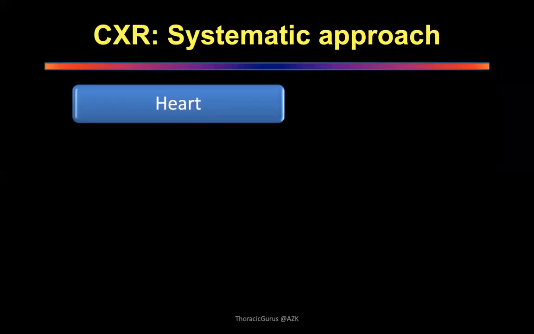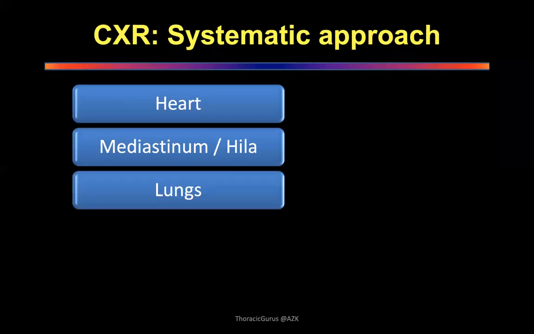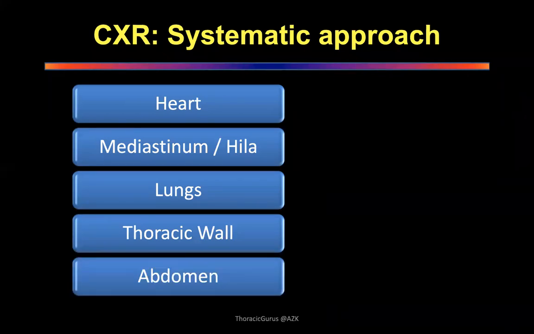So how do you analyze a chest X-ray? The chest X-ray should have a systematic approach. Okay, you've got to look at the heart. You start from the center and go to the periphery. I don't mind if some people do periphery to center, but my advice is most of the pathology is in the middle. So start from the heart, look at the mediastinum, look at the hilum, move laterally, look at the lungs, look at the thoracic wall, and most important is don't forget to look at the abdomen.